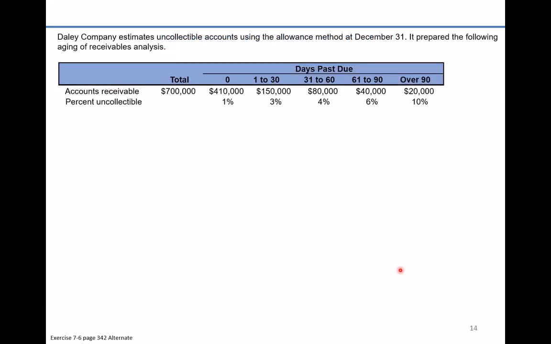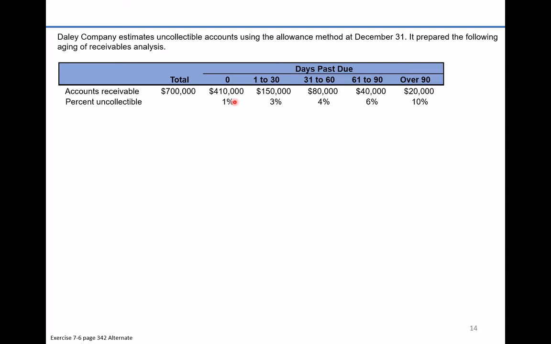It says Daly Company estimates uncollectible accounts using the allowance method. As of December 31st, it prepared the following aging of account receivables. And all this means is that it took its total account receivables and broke it up into time periods. Those account receivables that weren't yet past due, those that are 1 to 30 days past due, 31 to 60 days past due, etc. Now, for each of those separate time periods, it estimates what percent of the balances that are past due for that time period they don't think they'll be able to collect.